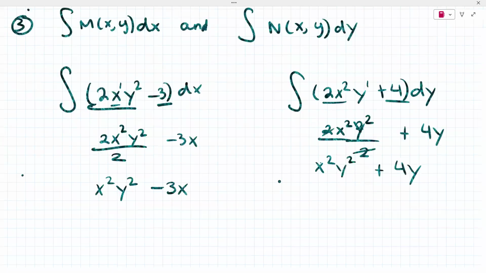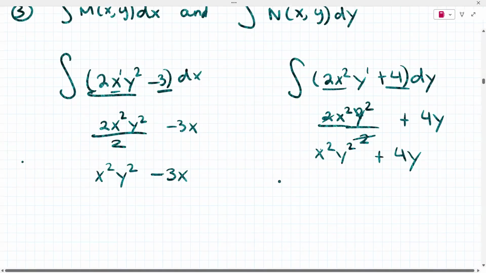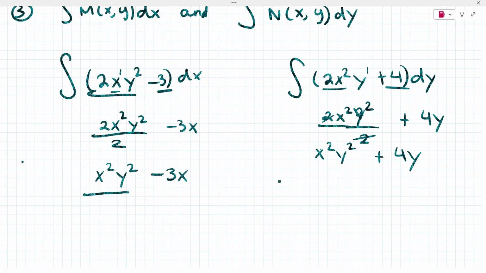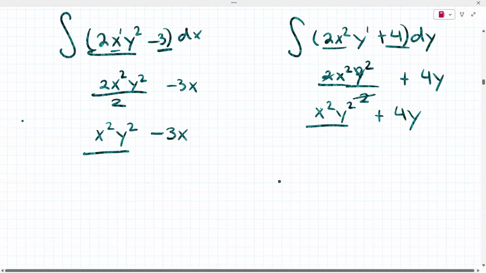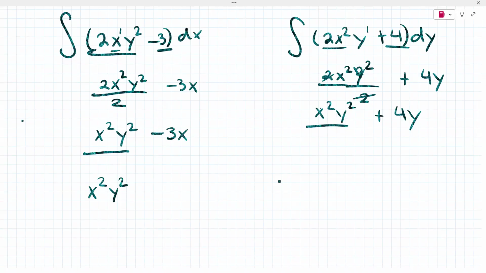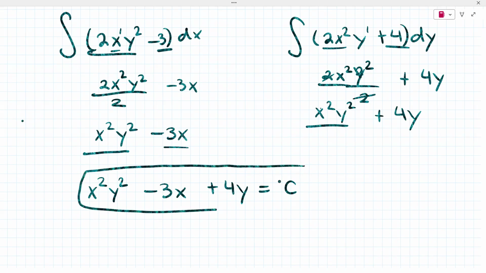Okay, now what we do is check if we have something repeating. We do. That means it does work. So our repeating term is x squared y squared. So just write out the repeating term once. So it's going to be x squared y squared, and then bring down your leftovers. Our leftovers are negative 3x, and then plus 4y. And then that equals c. And it's your final answer.